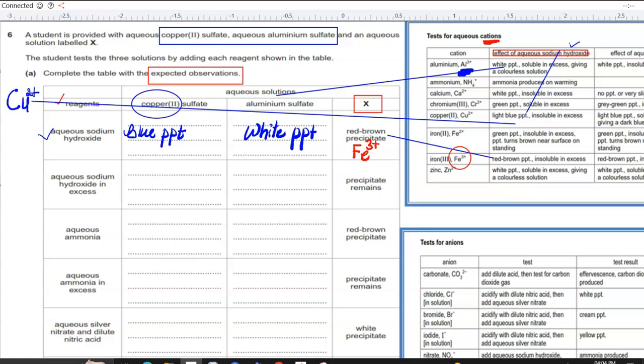Now, the second observation: your tube which contains aqueous sodium hydroxide followed by its excess. So you are adding excess to it. So where is the excess observation for copper sulfate? Here we are. Let me write it with green. Copper: insoluble in excess. So you will write here blue precipitate insoluble in excess. And in the case of aluminium, you will see soluble in excess, giving a colorless solution. So you will write here white precipitate soluble in excess.